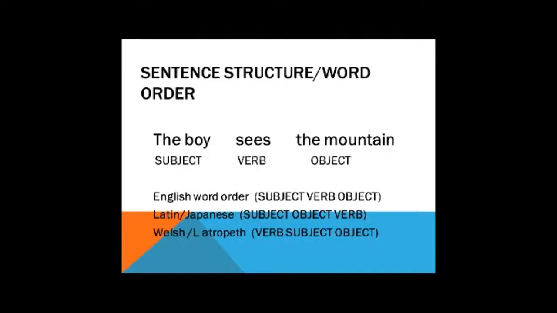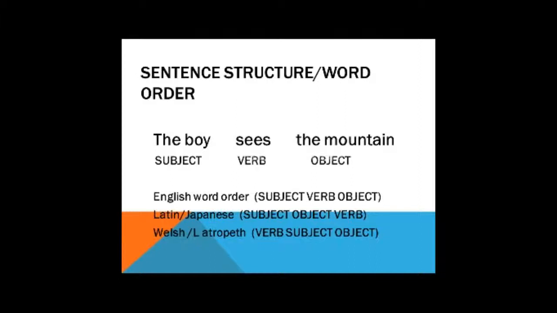So let's have a look at sentence structure and word order in general. If you take a very simple English sentence like the boy sees the mountain, in terms of the word order, you can break it up into separate constituent parts. And you can name them. So the boy is the subject of the sentence, and the subject of the sentence is performing the action of the verb. So who or what is doing the seeing?